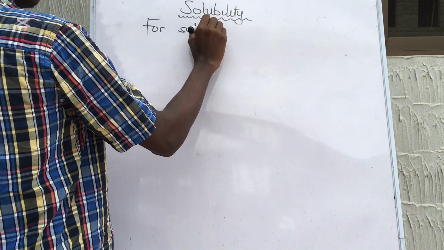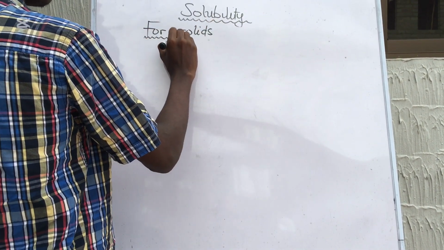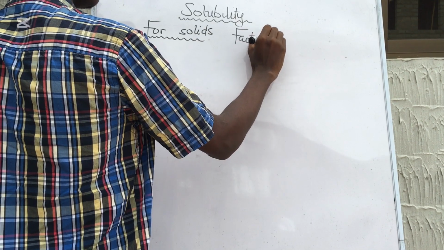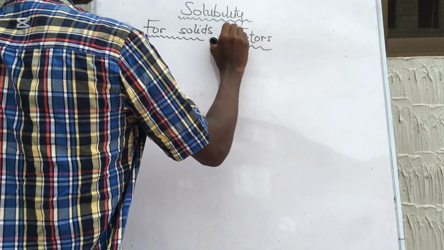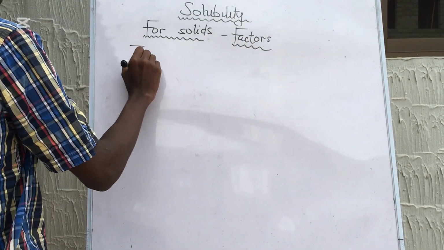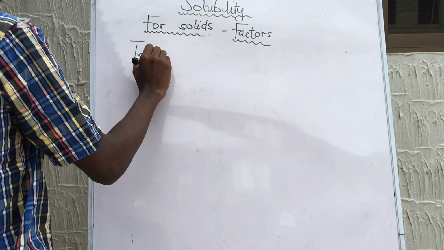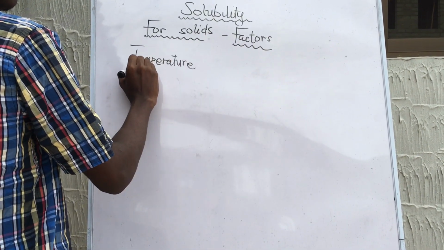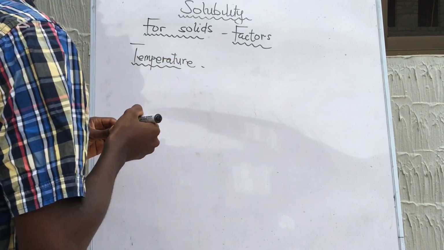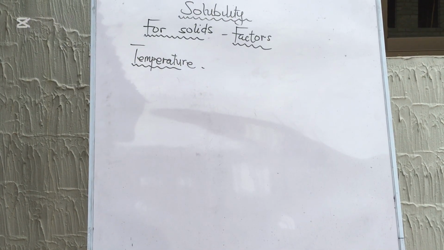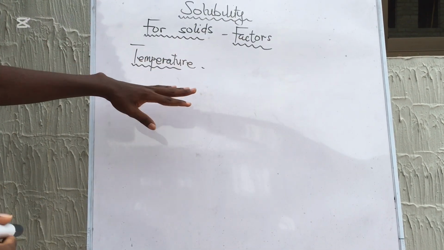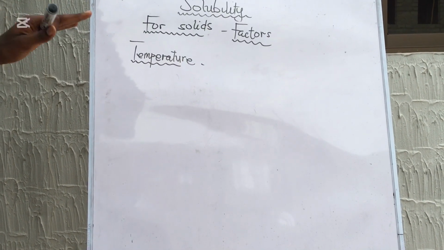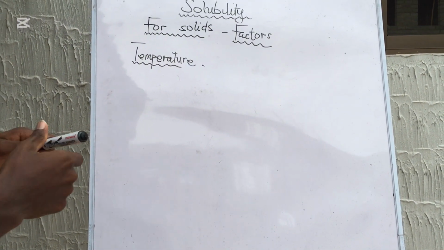So for solids, the factors that affect solubility: we have temperature. And why are we saying that temperature is a factor? Temperature is a factor because if you increase the temperature, you are going to increase its solubility. And why are we saying that?